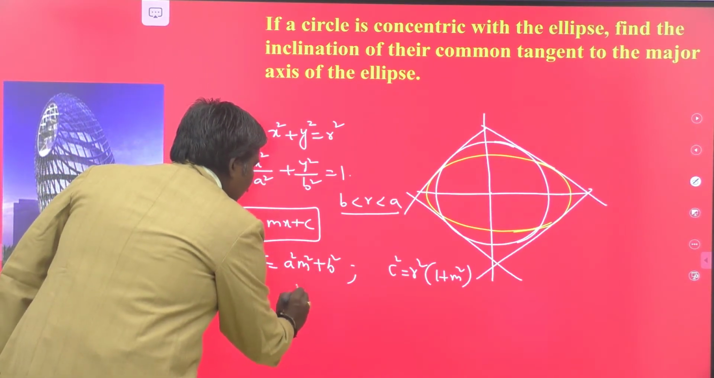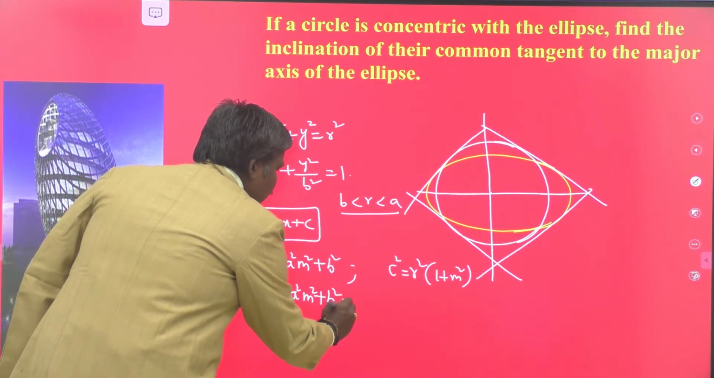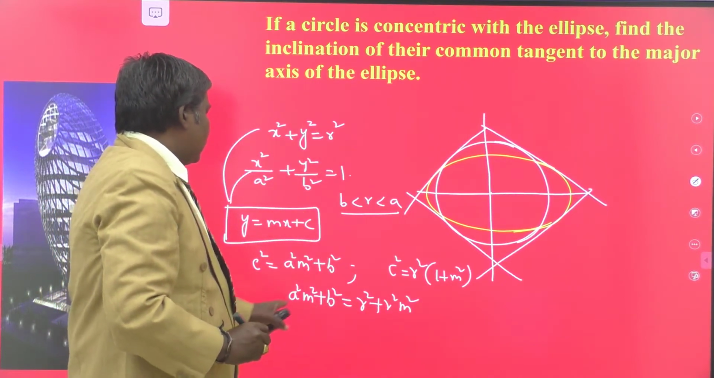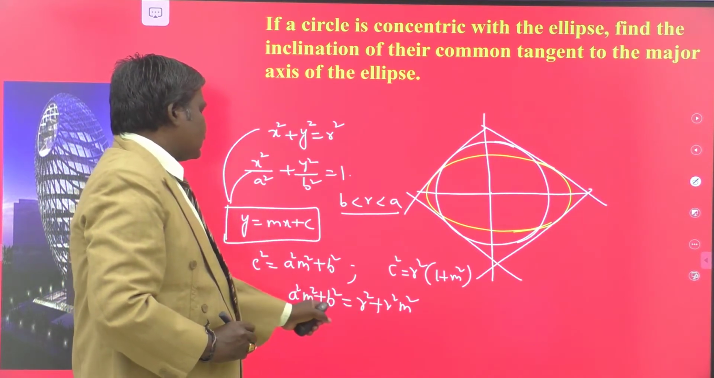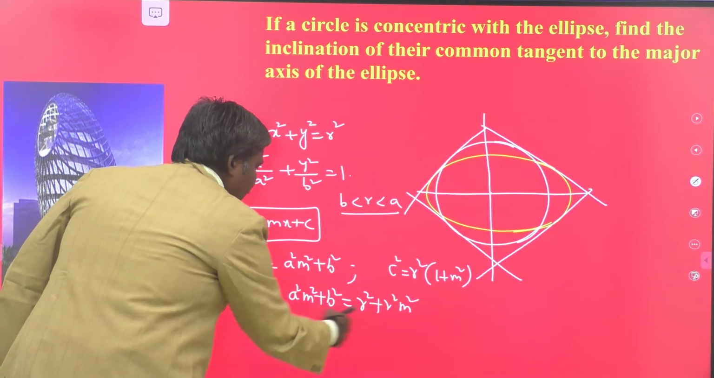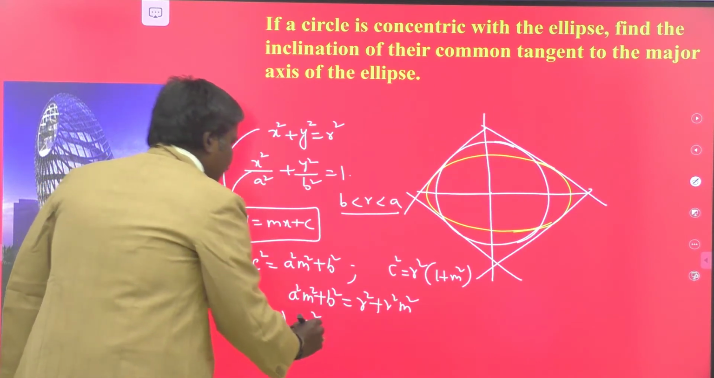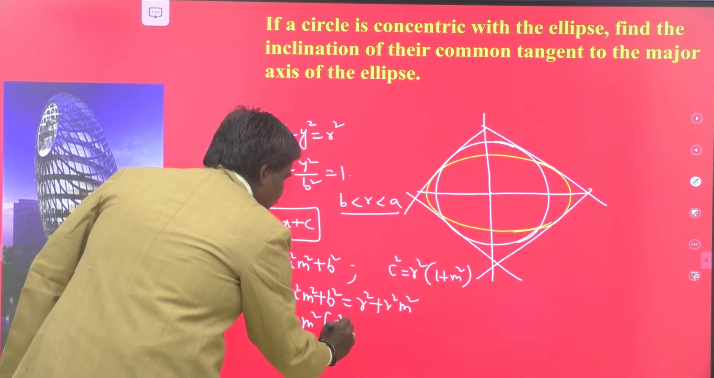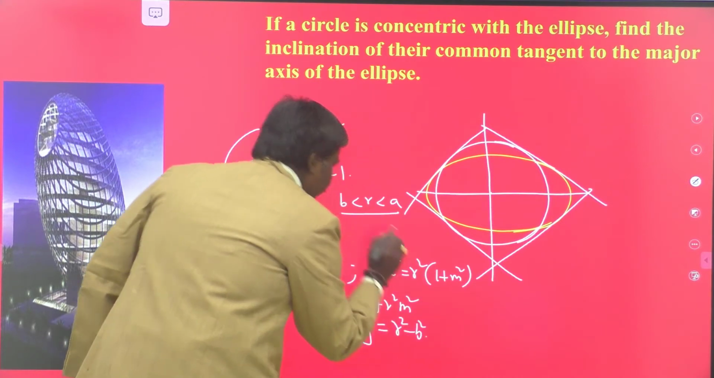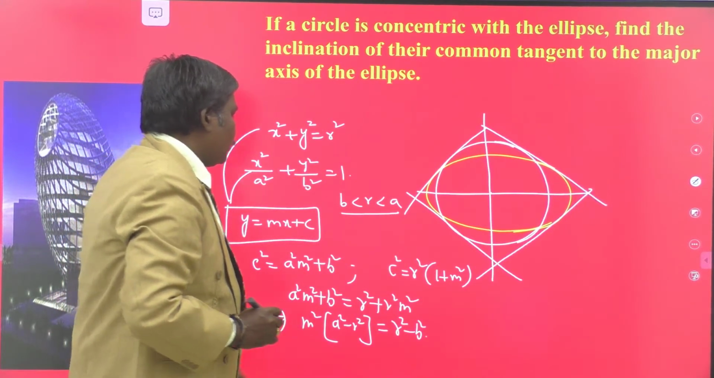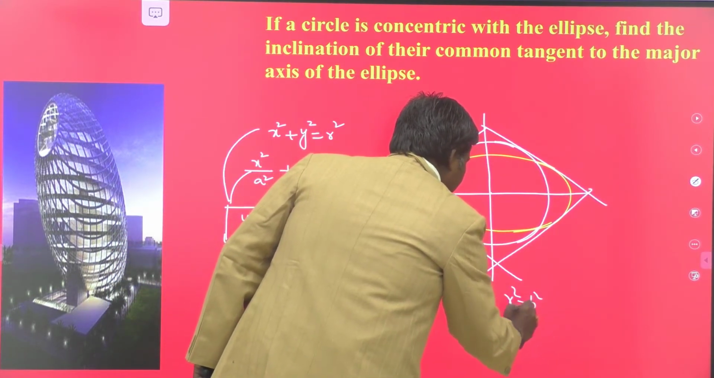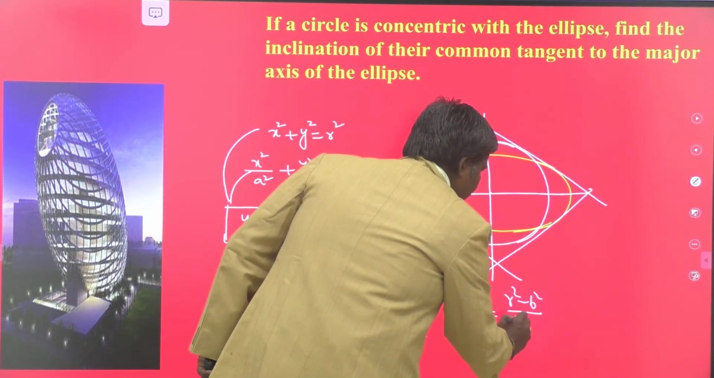Okay, a square m square plus b square is equal to r square plus r square m square. My dears, a square minus r square is positive. At the same time, r square minus b square is also positive. So for our convenience, take m square r square to the left side. We have m square times (a square minus r square) equal to r square minus b square. So m square is what? m square is nothing but (r square minus b square) by (a square minus r square).